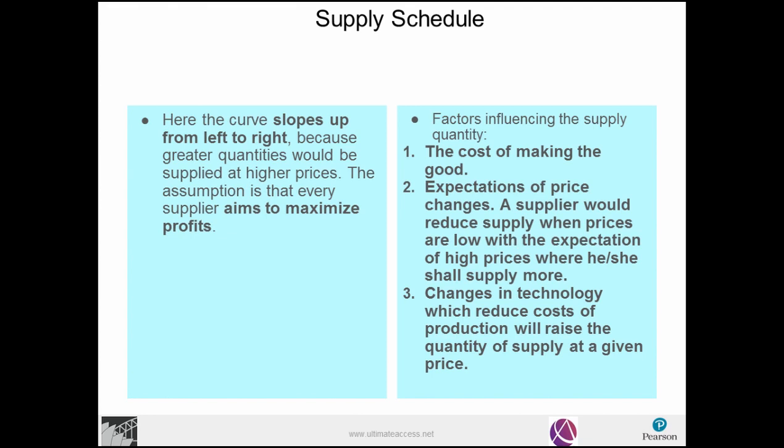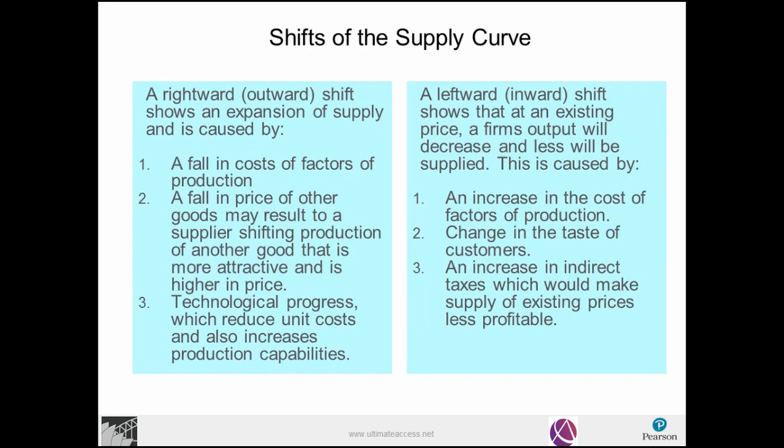With the introduction of technology, you realize that technology makes your production processes more efficient, and hence you reduce on costs. Now, shifts. Now, we might have a rightward shift or a leftward shift, okay? So a rightward shift basically means that you're supplying more but at the same price. Now, this would be caused maybe because your costs of production have reduced. So if they've reduced, you can supply more because you'll be making more profits.